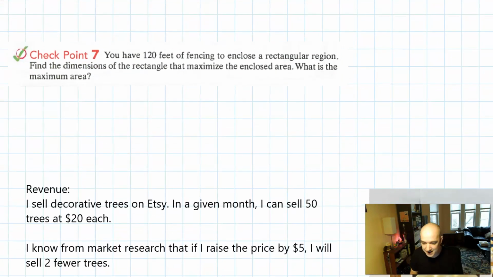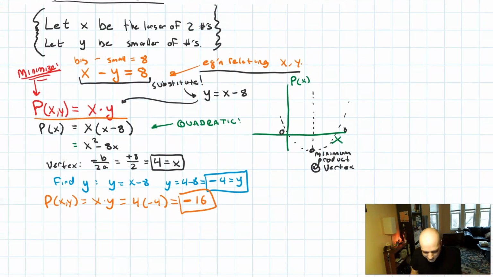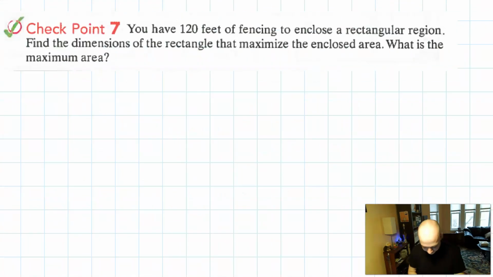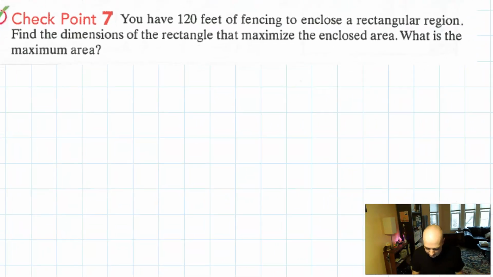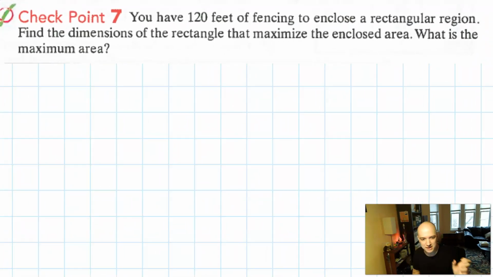We got 2 more problems, and they are actually really similar to this first one, but they're very different contexts. The next one is kind of the most basic version of this problem you'll ever see, and most of the ones you see on homework are going to be harder than this. So make sure that you know how to do the basics, but don't rely on problems being quite as simple as this one. This problem says you have 120 feet of fencing to enclose a rectangular region. Find the dimensions of the rectangle that maximize the enclosed area. What is the maximum area?